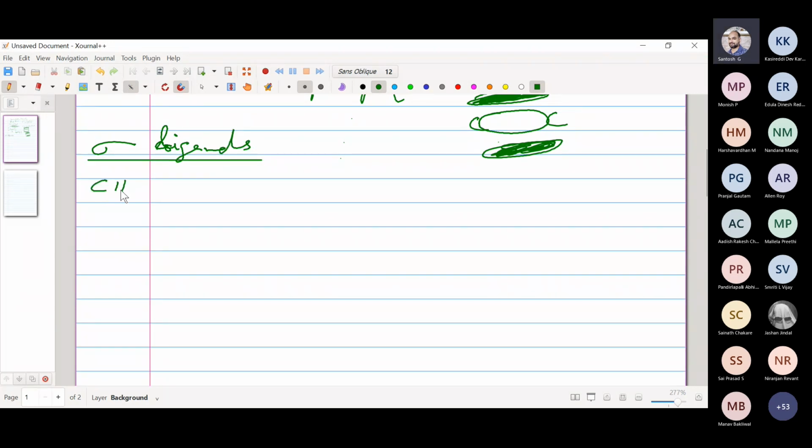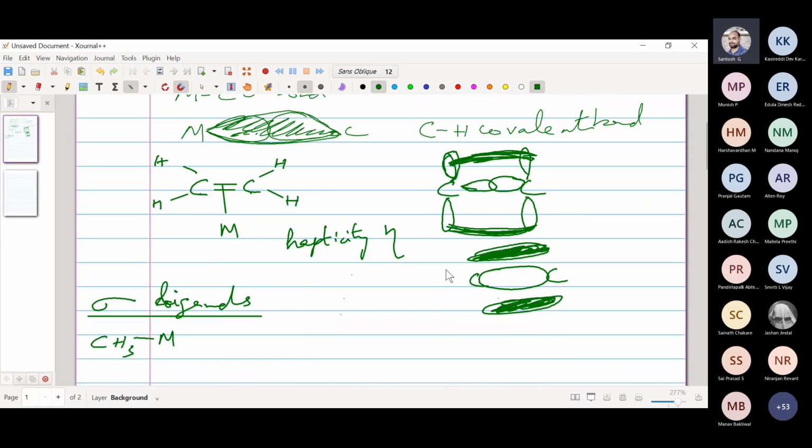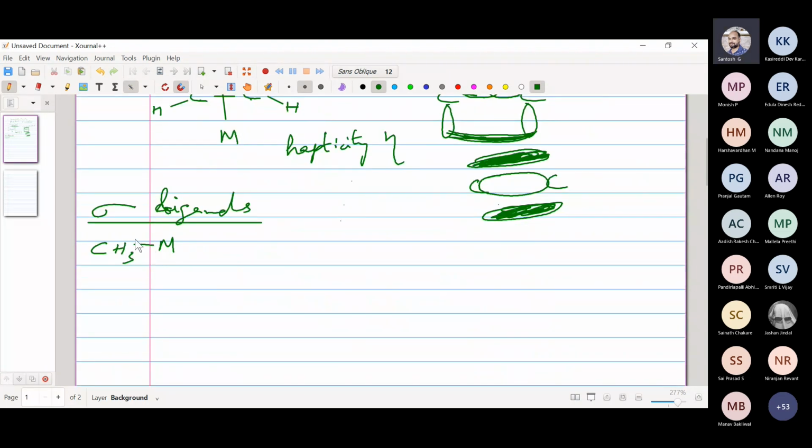One of the simplest ones is the methyl residue. This can form a metal methyl bond. And you see this carbon to metal bond is very similar to the carbon to hydrogen covalent bond. So in that sense, this methyl ligand can be considered the equivalent of a methyl anion. So in organometallic chemistry, sigma bond forming ligands are in general considered to be negatively charged anionic ligands.